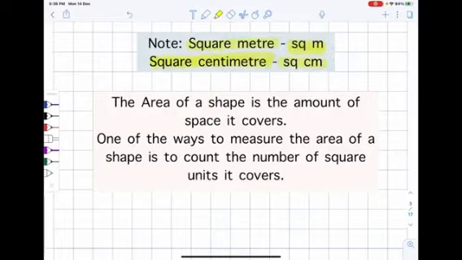Now, area of a shape is the amount of space it covers. This is what we have known. One of the ways to measure the area of a shape is to count the number of square units it covers. Like as we did for the colored paper, we can just divide it into squares, equal number of squares, and count them. Because it was a smaller sheet of paper, we could do that.